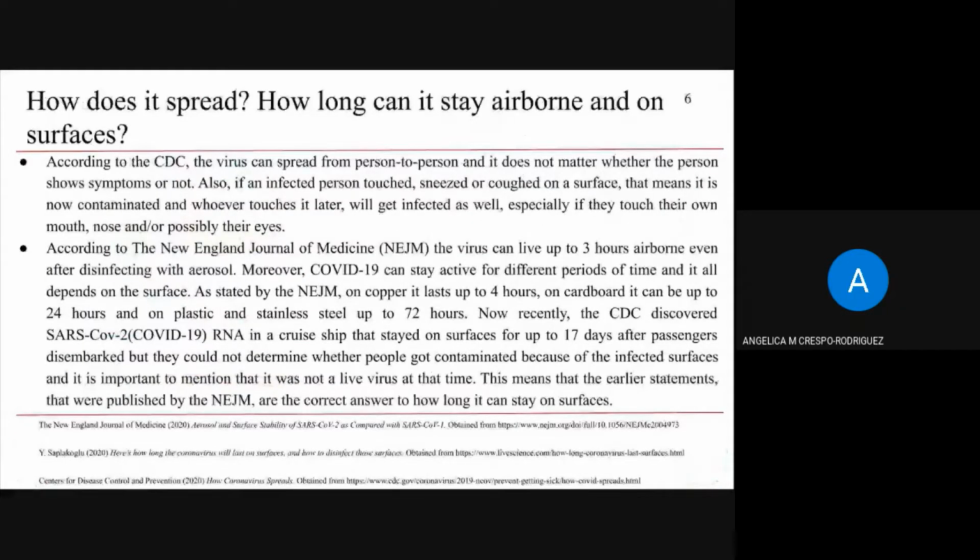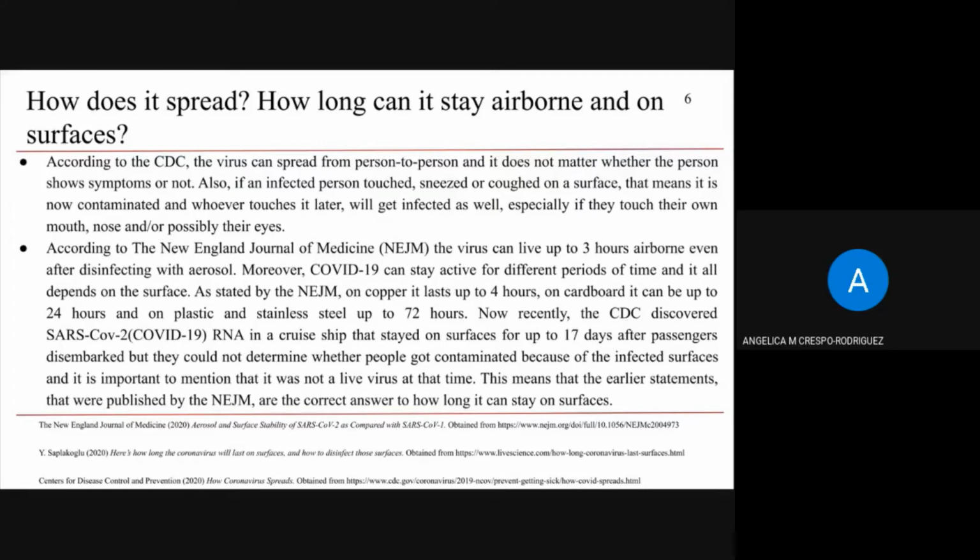How does it spread? How long can it stay airborne and on surfaces? The main spread is from person to person, but you can also get infected by touching a contaminated surface. How long does it stay airborne? It can stay airborne for up to 3 hours, even after disinfecting the air with aerosol. And how long does it stay on surfaces? It all depends on the type of surface. For copper, it can be up to 4 hours, cardboard 24 hours, plastic and stainless steel up to 72 hours.